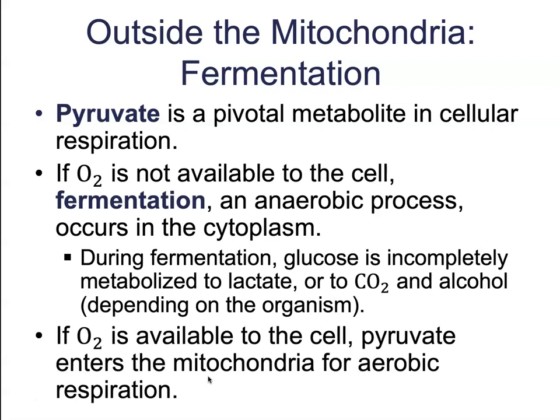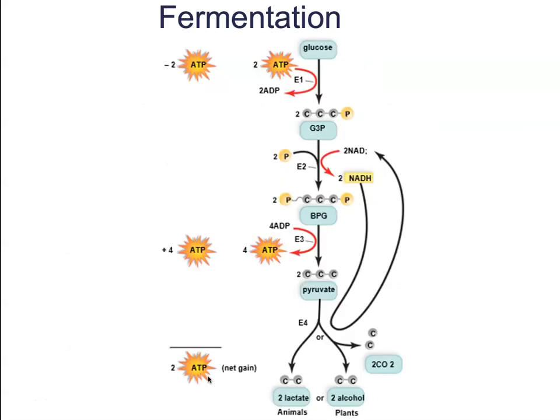A great example of this would be yeast. Yeast are an excellent example of organisms that generate ethyl alcohol and carbon dioxide as a result of fermentation. If oxygen is available to the cell, then the pyruvate is going to enter the mitochondria for aerobic respiration.